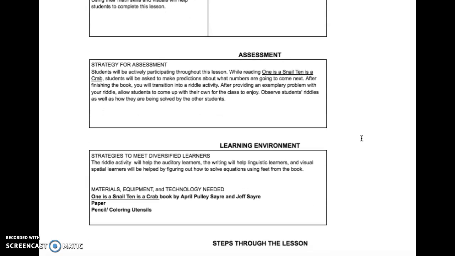So, strategy for assessment. Students will be able to actively participate throughout this lesson. While reading 1 Is a Snail, 10 Is a Crab, students will be asked to make predictions about what numbers are going to come next. So if you've seen the book, the authors really do make patterns of what numbers come next. They go from 1 to 10, and then they start counting by 10s: 10, 20, 30, and so on. So throughout the book, you can ask the students, what numbers do you think are going to come next? And see if the predictions come right.